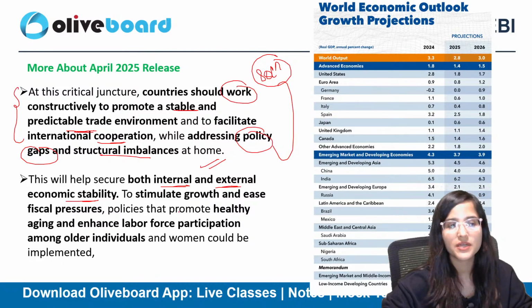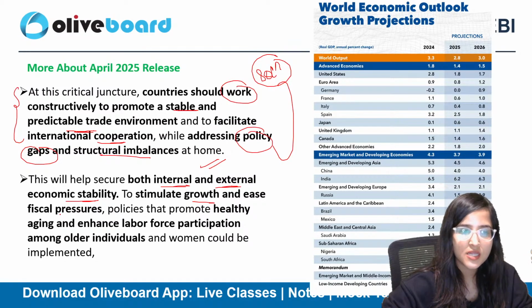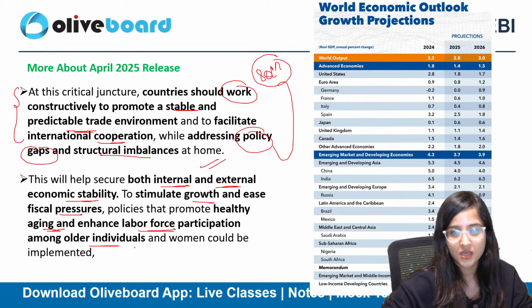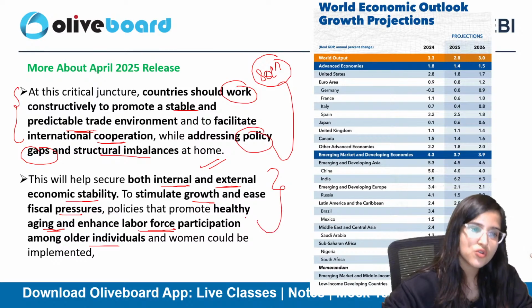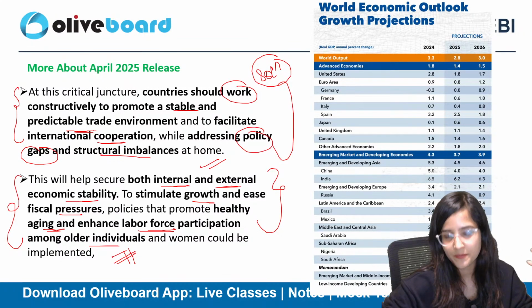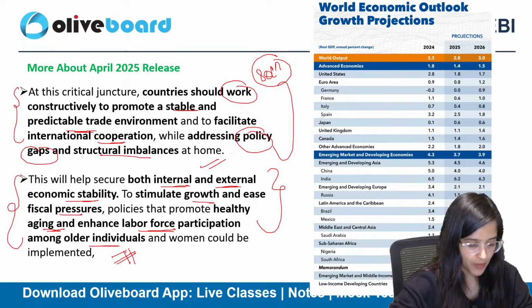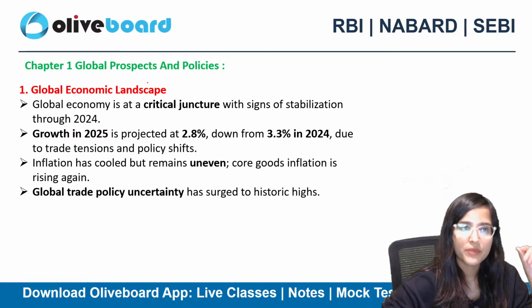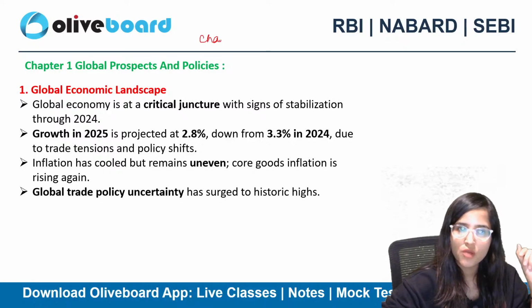And to stimulate growth and ease fiscal pressures, healthy aging and enhancing labor force participation among older individuals. For these things also, this report has a discussion. We are going to see these things one by one as well. Okay, let's see one by one what has been mentioned in the report. Okay, so there are certain chapters in this World Economic Outlook report.